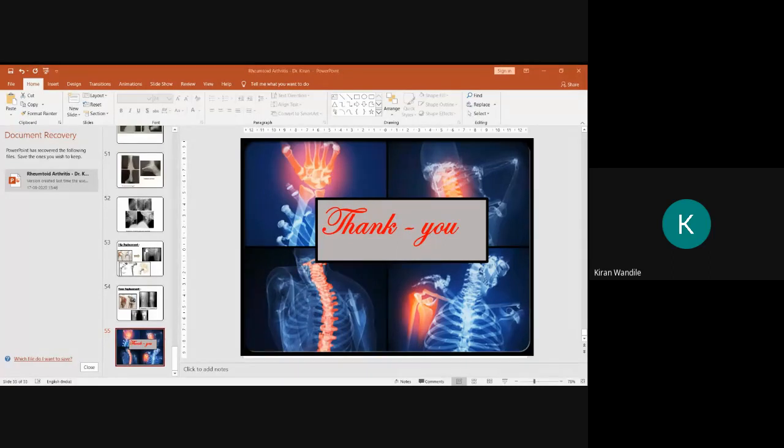I asked about the angle. To call it a hallux valgus, the hallux valgus angle should be more than 20. That is the correct answer. The angle should be more than 20 to call it a hallux valgus.